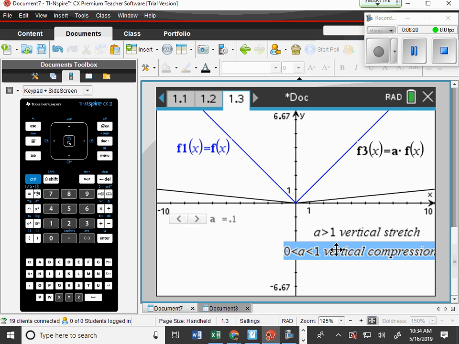All right. Keep in mind that if A is negative, which is the same thing as just putting a negative sign on it, you're going to have a reflection. So this is what we need to know about A.